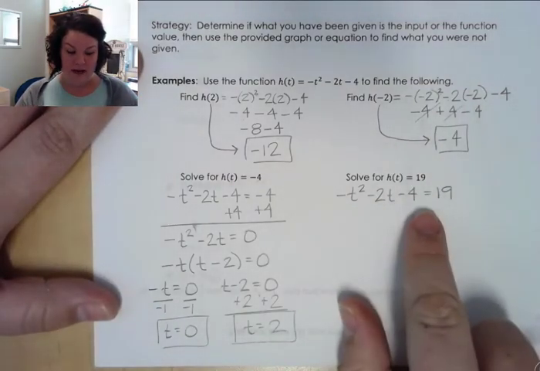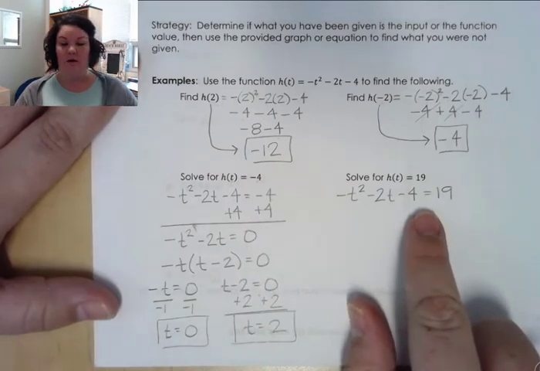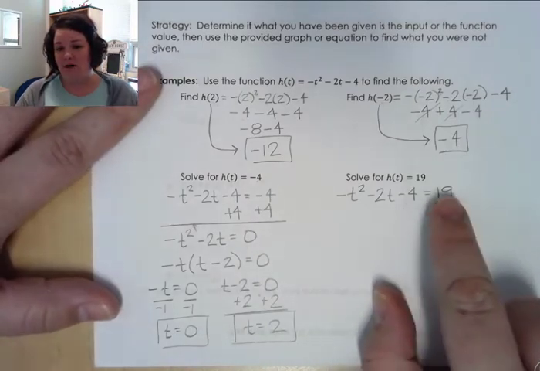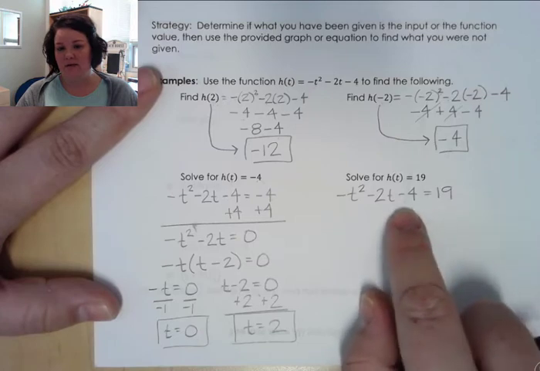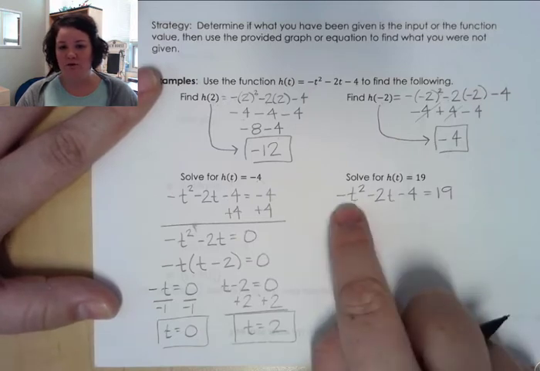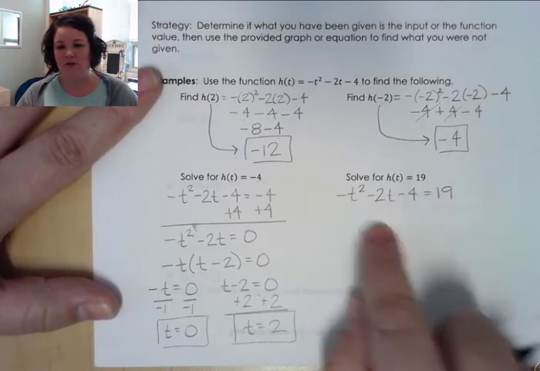Okay, and I want to go ahead and combine everything. Now, it really doesn't matter if you move this 19 over here to the left or if you move all of these values to the right.